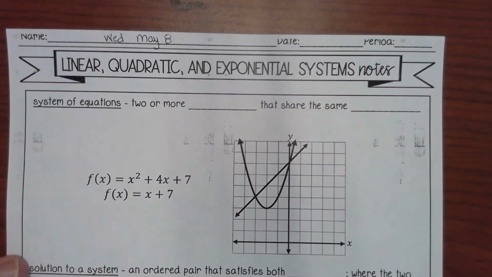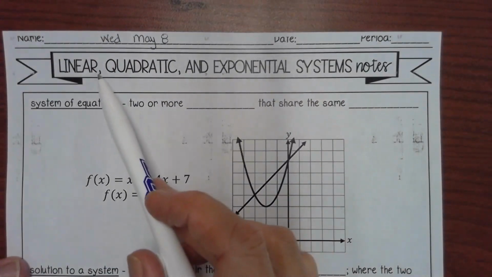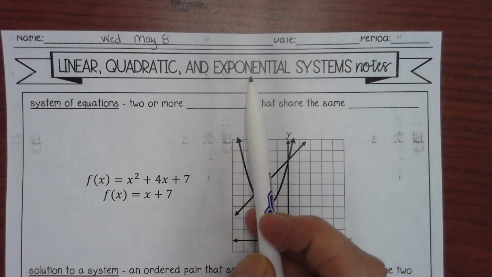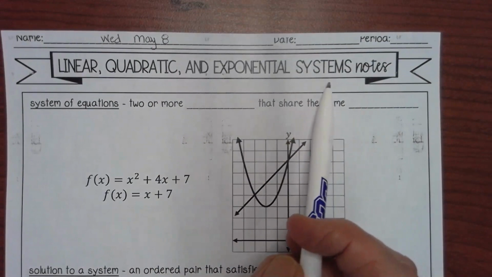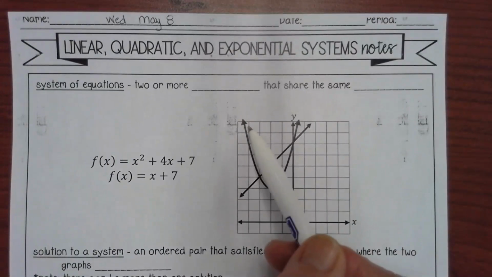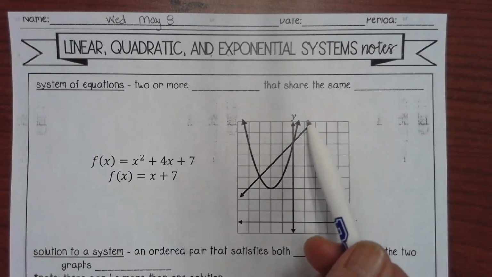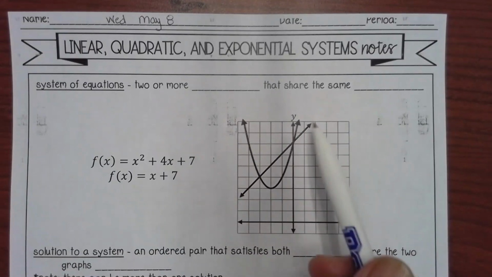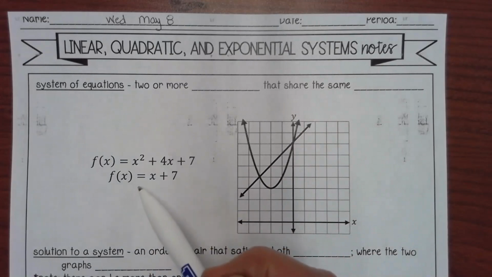We're almost there, folks. So we are still talking about linear, quadratic, and exponential things, but now we're going to put them together. If you look, now all of a sudden we've got a quadratic and a linear graphed on the same line acting as a system. So we're going to start to talk about those.